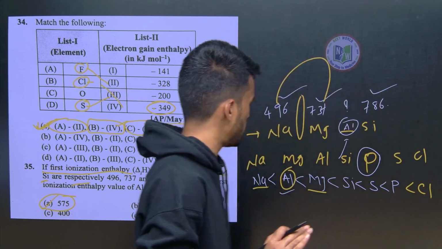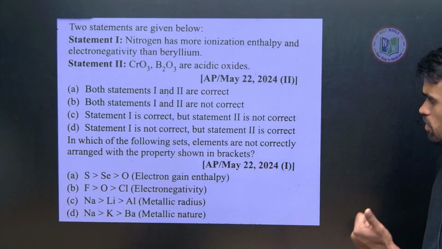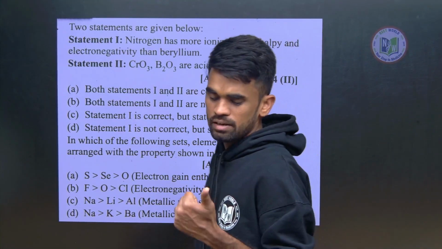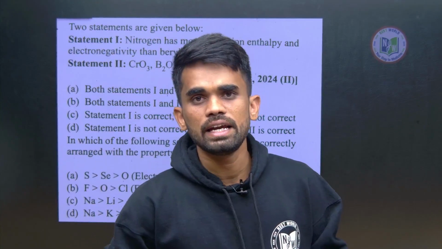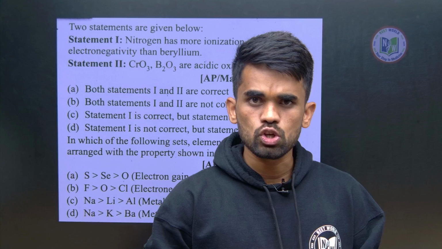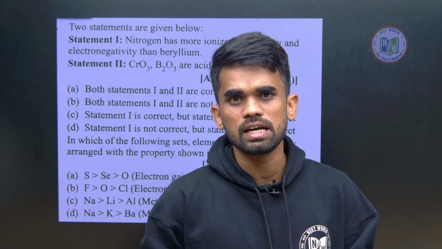These are very important. Let's move further. From periodic classification, you need to focus on periodic properties more, like ionic radius, atomic radius, isoelectronic species, then ionization energy and electron gain enthalpy, right.